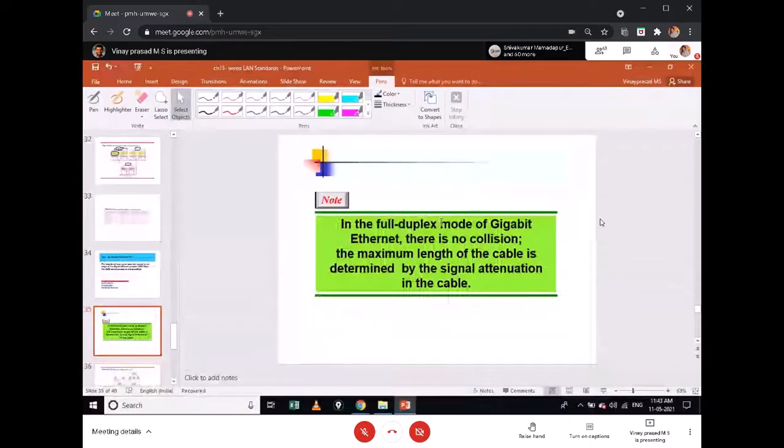The MAC layer, again, when it comes to here, will not change anything. It is kept as it is, as what we discussed in standard Ethernet. And it would also have features to give backward compatibility, with Fast Ethernet as well as standard Ethernet. It would also support the same frame format, and keeps the same minimum length and maximum length. Okay, and it even supports auto-negotiation with Fast Ethernet as well as standard Ethernet. So in full duplex mode of Gigabit Ethernet, there will be no collision, and the maximum length of the cable is determined by the signal attenuation in the cable.